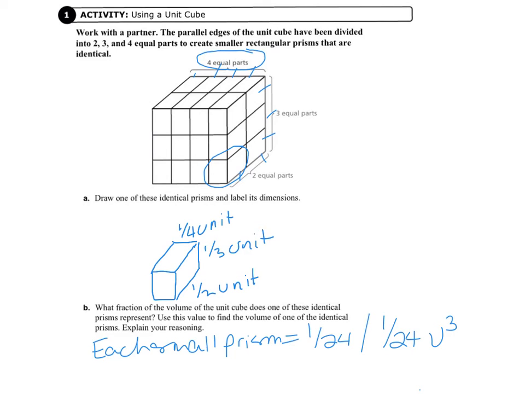You would multiply 1/4 times 1/3 times 1/2, and that would equal 1 times 1 times 1 is 1, and 4 times 3 is 12, times 2 is 24. So you would just be multiplying those three numbers together, and you would come up with 1/24th.